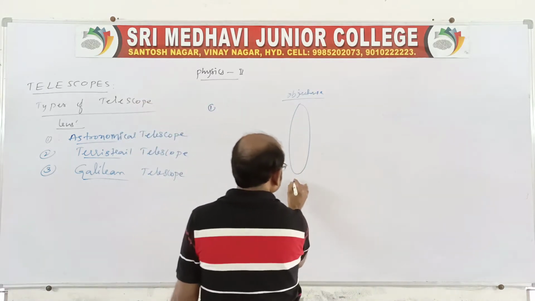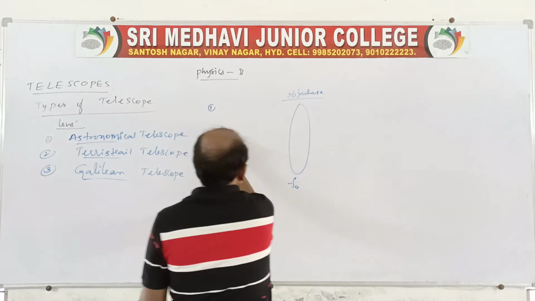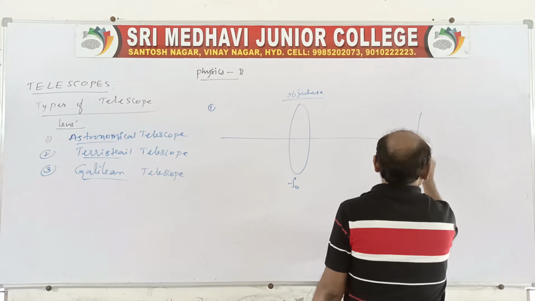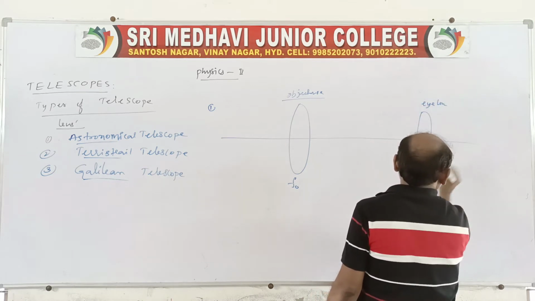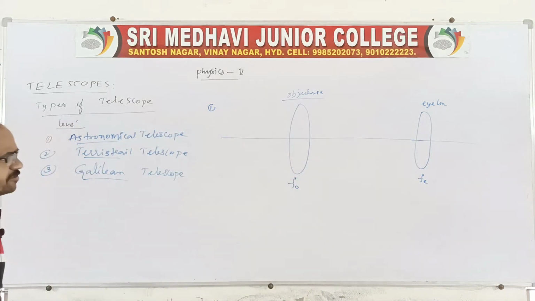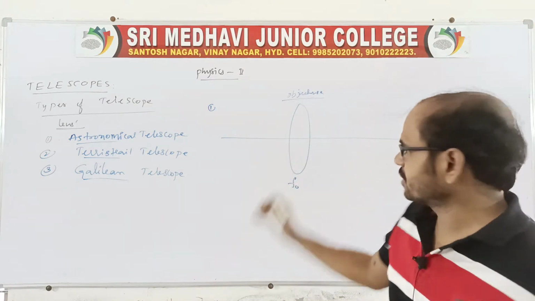So for this, the focal length is f0, and it is arranged on the principal axis. The other lens we can call the eye lens, and its focal length is fe, right? Here, in the compound microscope also, we used two lenses. Here also we are using two lenses.